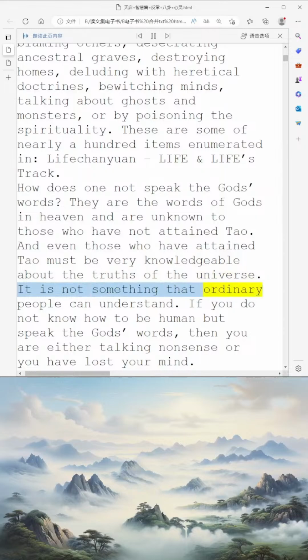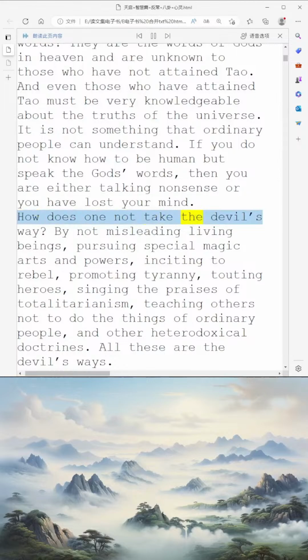It is not something that ordinary people can understand. If you do not know how to be human but speak the God's words, then you are either talking nonsense or you have lost your mind. How does one not take the devil's way? By not misleading living beings, pursuing special magic arts and powers, inciting to rebel, promoting tyranny, touting heroes, singing the praises of totalitarianism, teaching others not to do the things of ordinary people, and other heterodoxical doctrines. All these are the devil's ways.